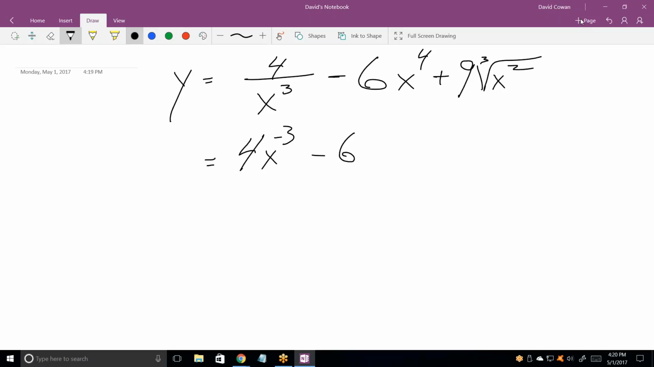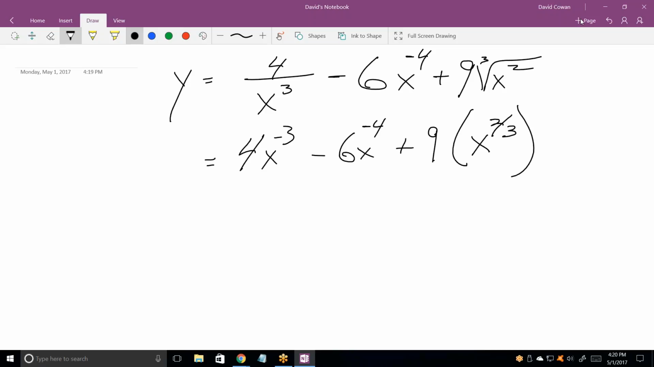Minus 6x to the fourth plus... And it's actually 6x to the negative fourth. The initial equation was 6 over x to the fourth. That's fine, so write it like that. And then this is going to be x to the 2/3. That's what you get when you take the cube root of x squared. When you have a fractional exponent, the denominator is the root, the top is the power.